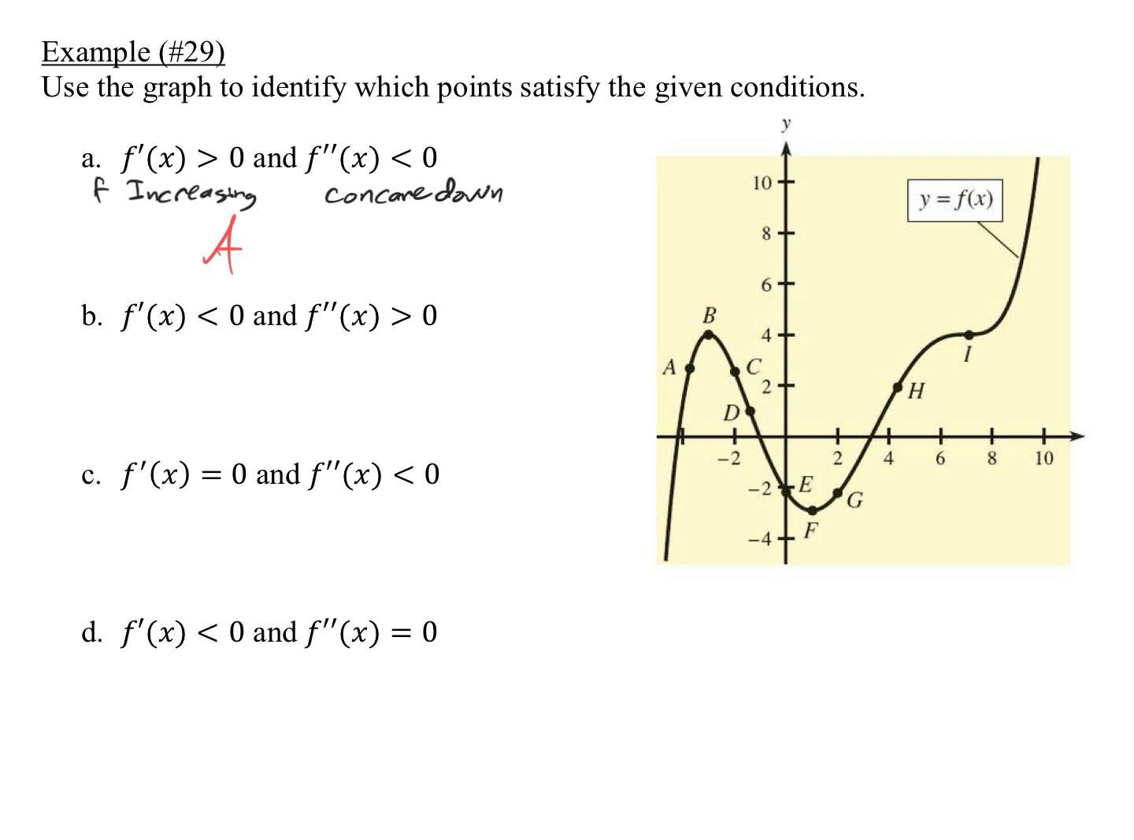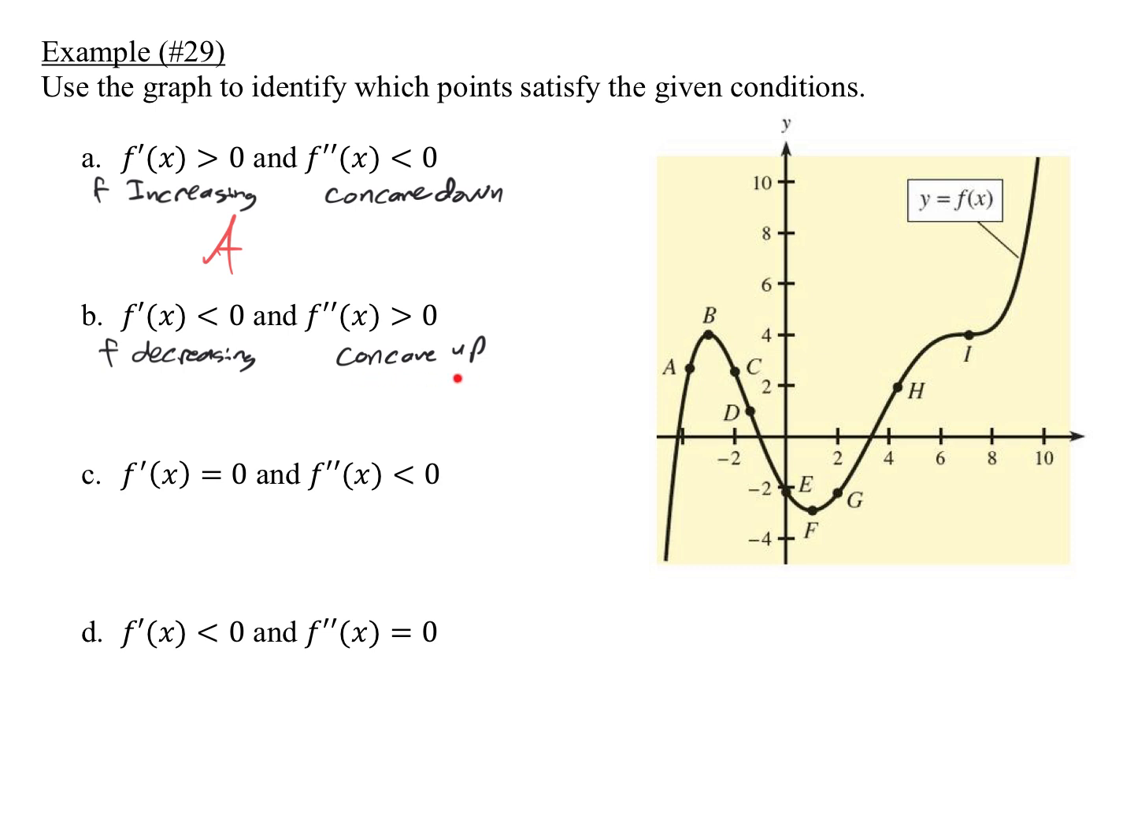Let's look at part B. You need your first derivative to be less than 0. All right, being less than 0 means that your function is decreasing. F is decreasing. Your second derivative being greater than 0 means you are concave up. So the function would have to be decreasing. That happens at C, it happens at D, it happens at E.